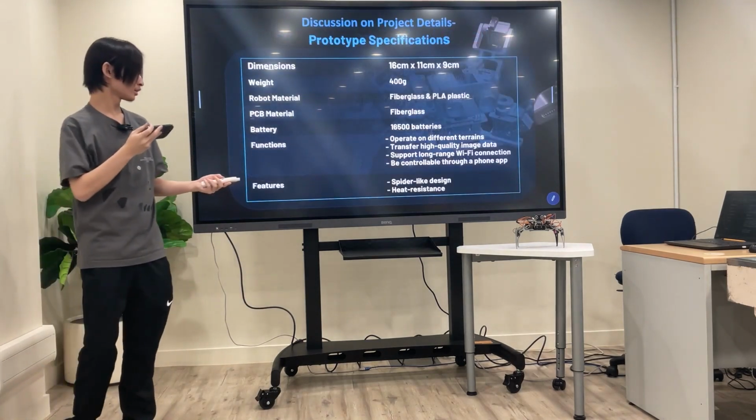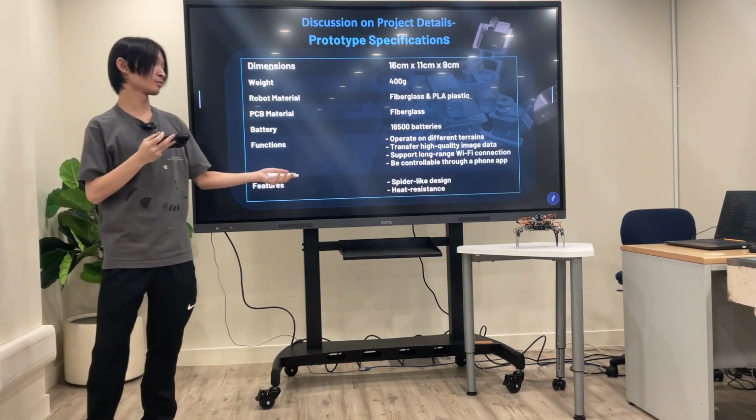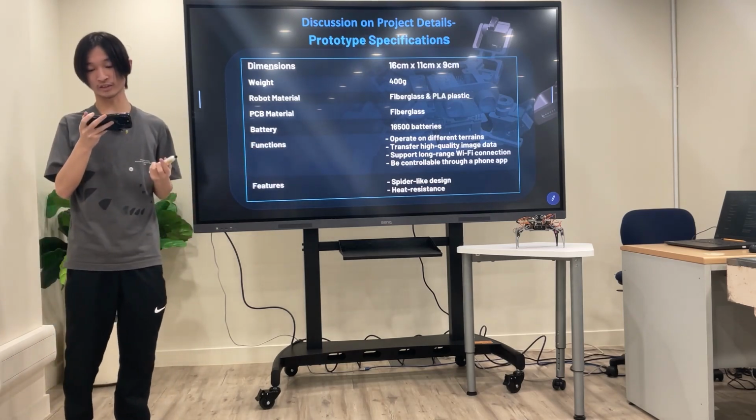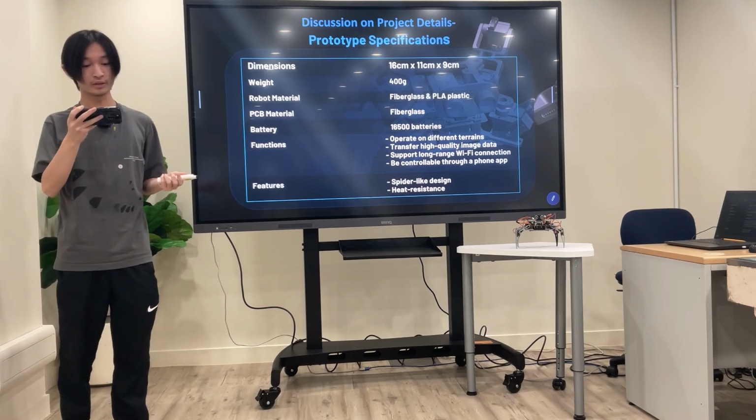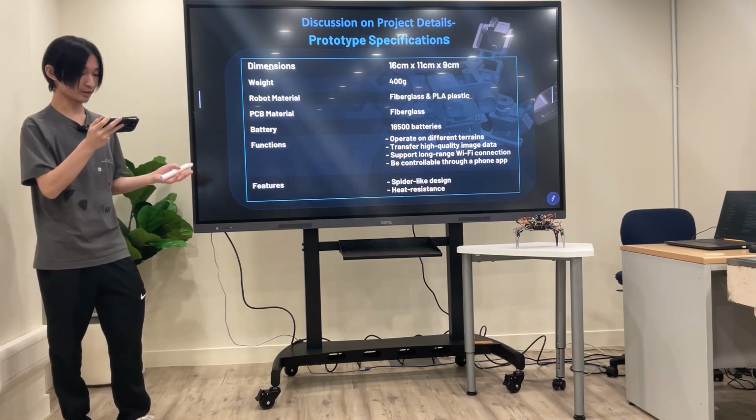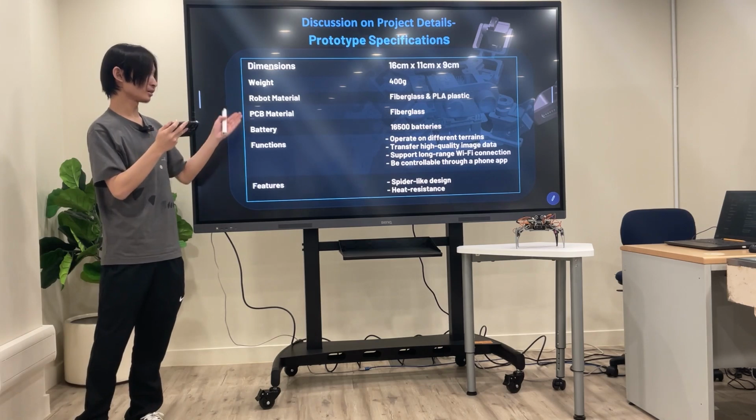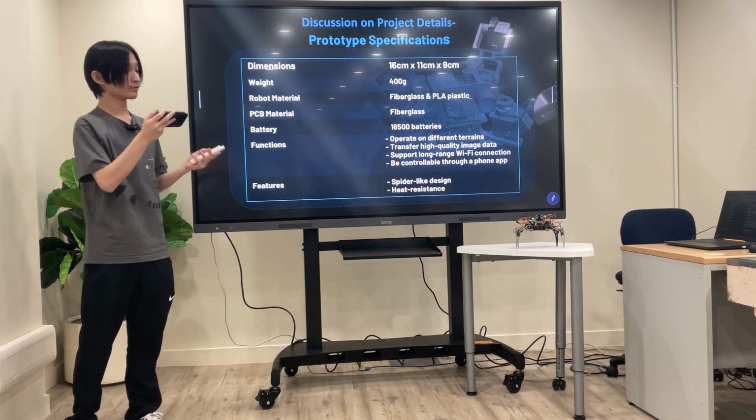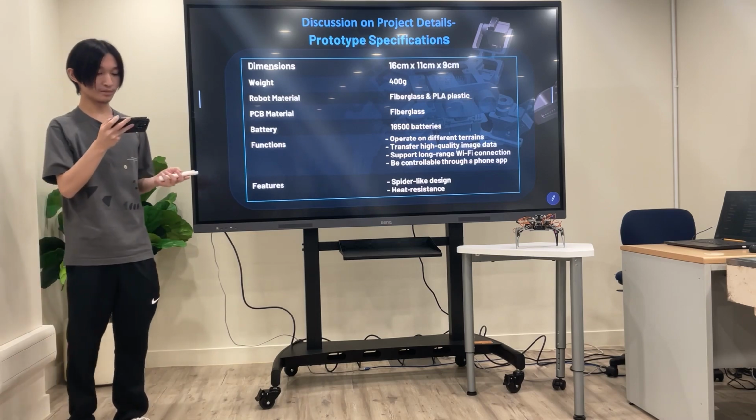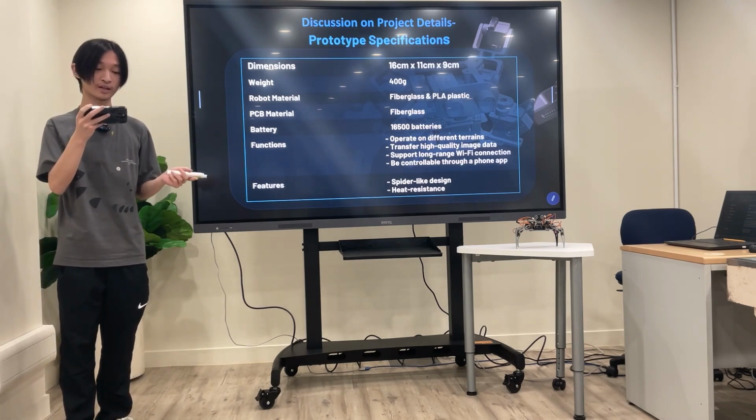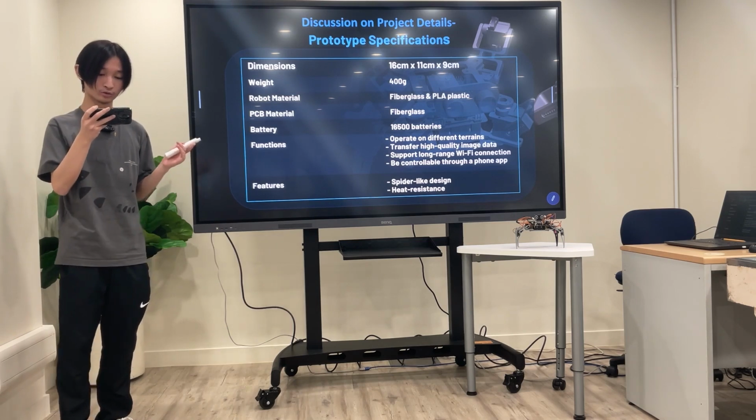Thanks, man. And this is the prototype of our spy robot. Since the robot was supposed to be used as a spy, we aimed to make the robot tiny and agile. For the specifications, the robot is 16 cm long, 11 cm wide, 9 cm tall, and weighs 400 grams. Fiberglass and PLA plastic were chosen for the robot materials so that the robot was light and durable.